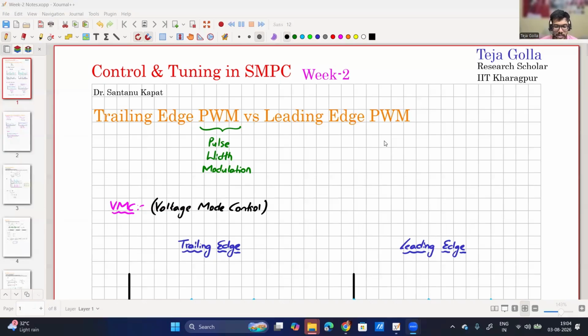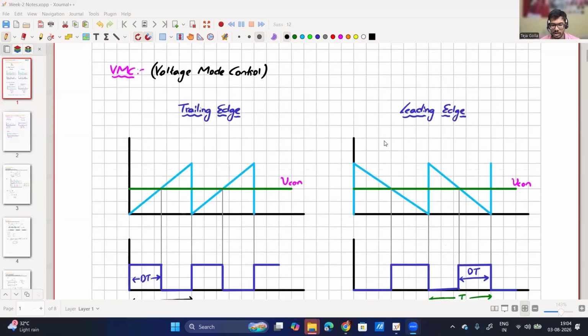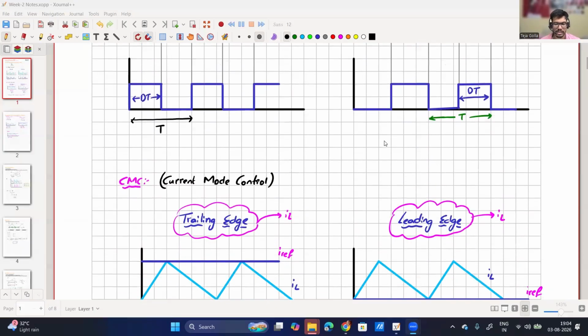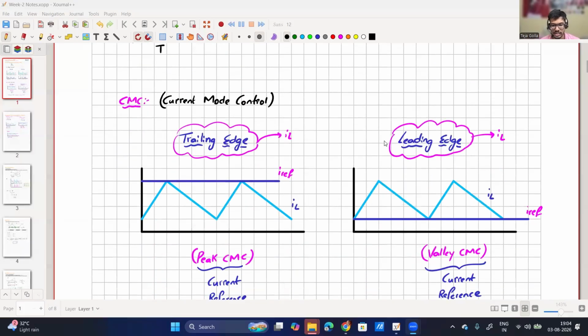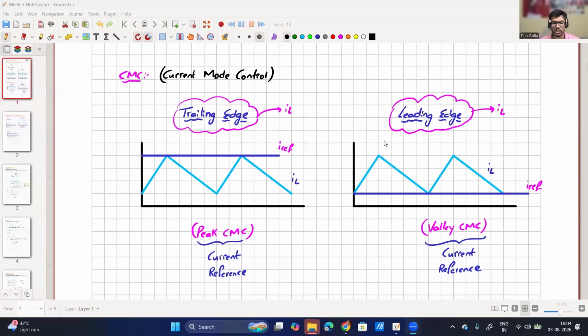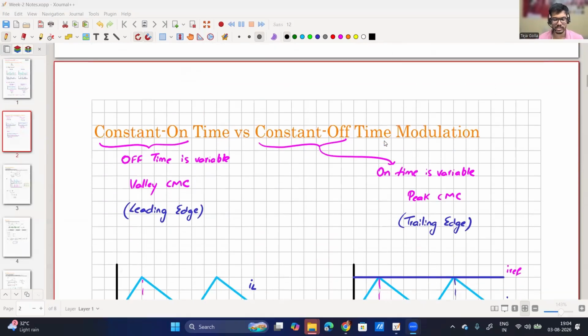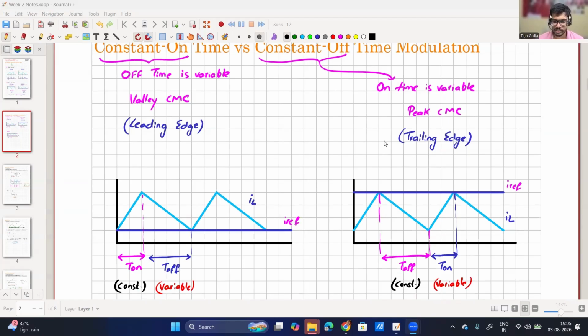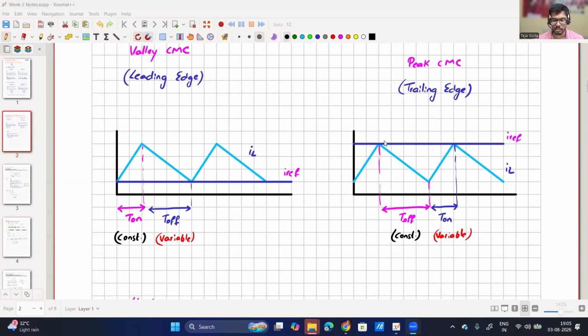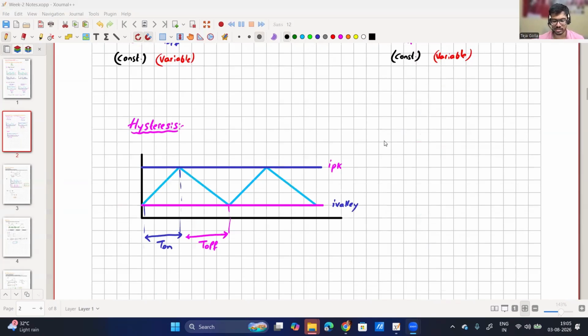I'll quickly summarize what we have discussed today. We started with the trailing edge PWM as well as leading edge PWM, how it is in the case of voltage mode control, why this nomenclature and how to remember it, the logic behind it. Then current mode control as well, trailing edge and leading edge. Trailing edge is called peak current mode control, leading edge is called valley current mode control, and this is for the fixed frequency modulation techniques. Then for variable frequency, it is constant on time as well as constant off time, and which of them is valley current mode versus peak current mode control. We saw how we can remember this nomenclature logically rather than blindly. Then we also saw the hysteresis current mode control.